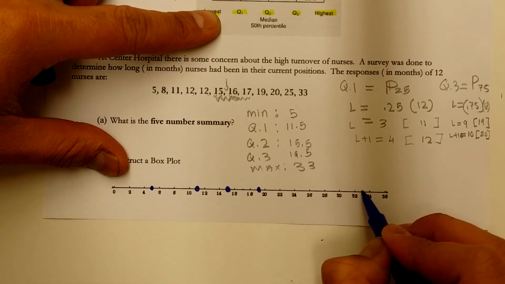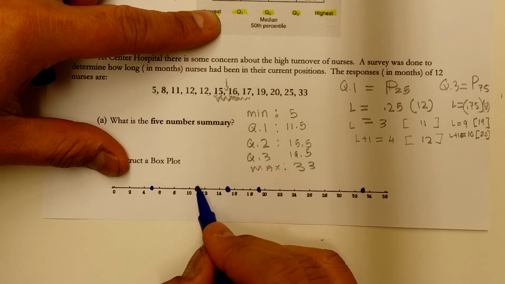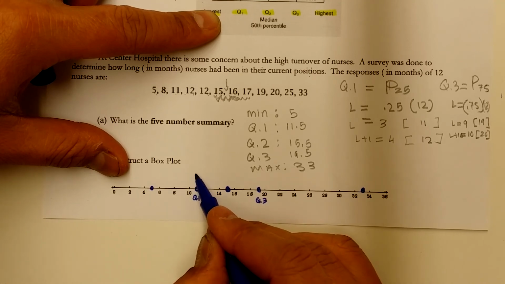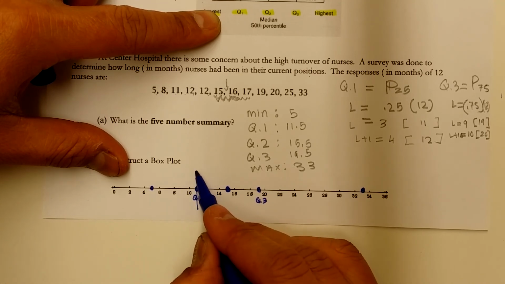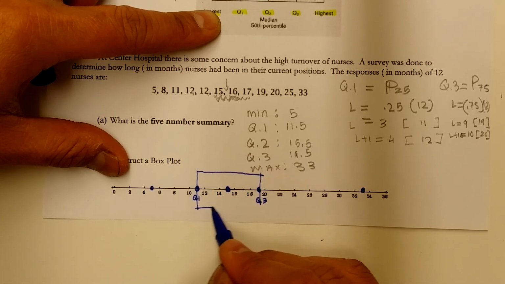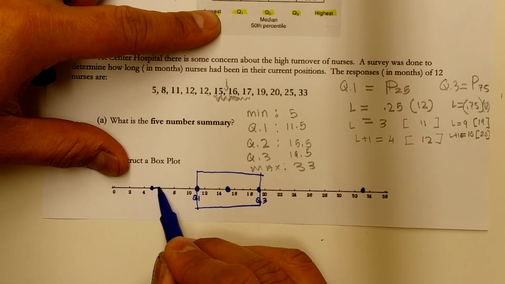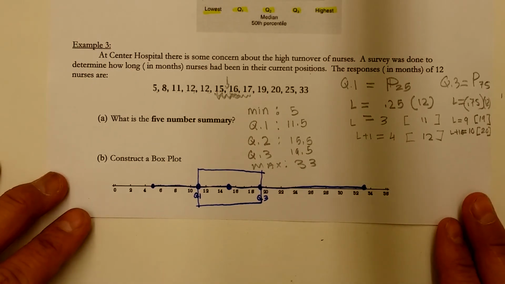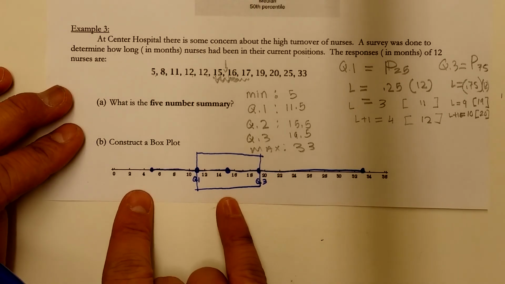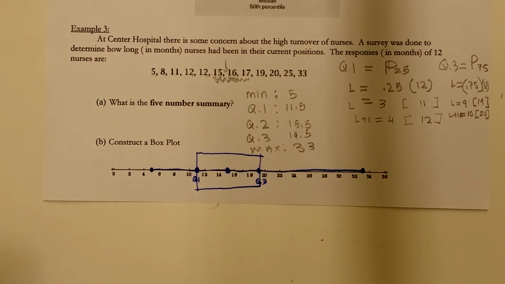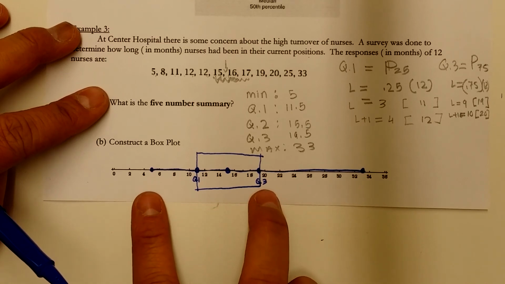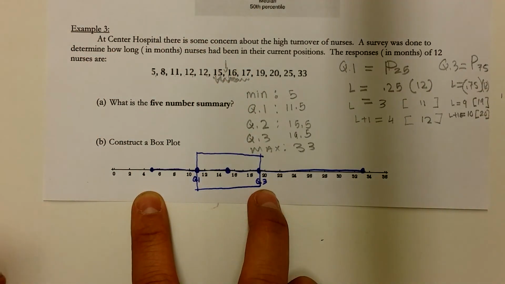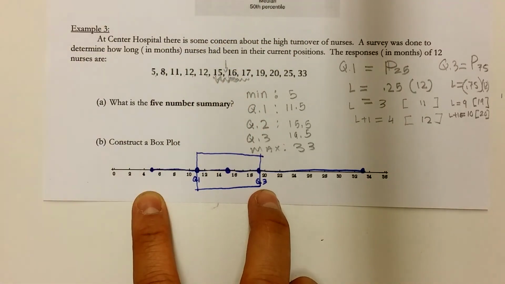and 33 is the max. And then what you're going to do is draw a box from Q1 to Q3. So draw a box like this and connect Q1 to Q3. Okay. And then draw a line that connects from the minimum value to the maximum value. And that's the box plot. So a box plot actually gives us a lot of information because we can look at it and read something off from the chart. So we can see that 75% of all the nurses stayed less than 19.5 months, or left before 19.5 months, and so on and so forth.